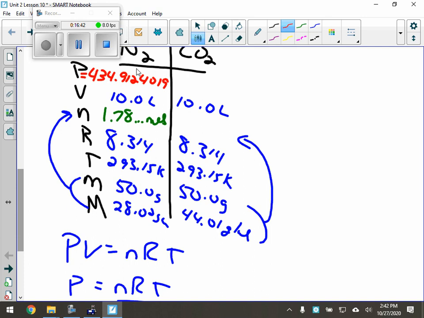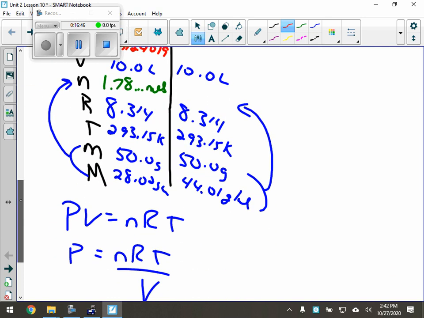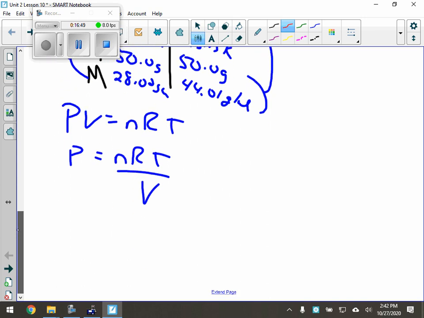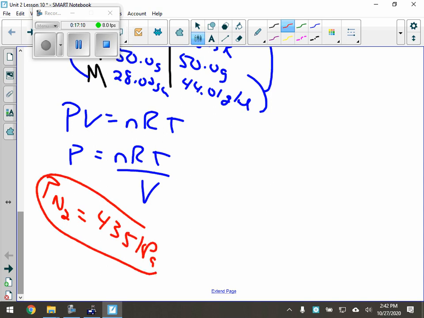It's fine. Okay. Now, it says up here, what is the partial pressure of each gas? What's the total pressure? The partial pressure, or the pressure of the nitrogen gas that it exerts, is going to look like this. I write a P with a little N2 there to represent partial pressure of nitrogen gas. In other words, just the pressure of the nitrogen gas is 435 kPa. There's one of my answers, the partial pressure of each gas. In this case, 435 for the nitrogen.